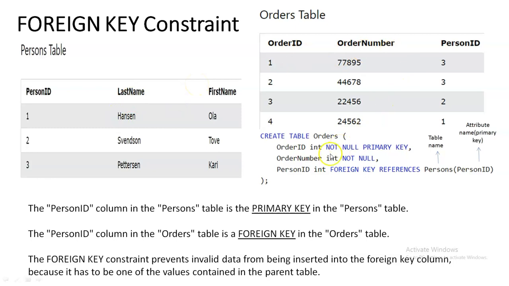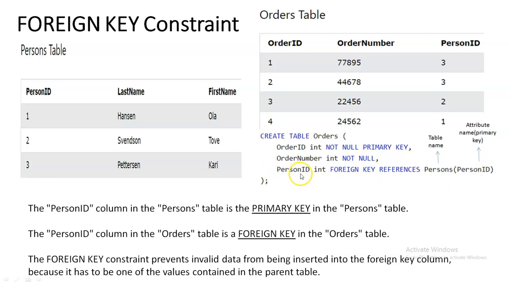Now I'm going to create the table orders. In this query, you can see that we have created the table: create table orders. The attributes are order ID, order number, and person ID. Then, person ID in foreign key references person ID. This is how you will be mapping a foreign key. So I'll explain this particular query now.